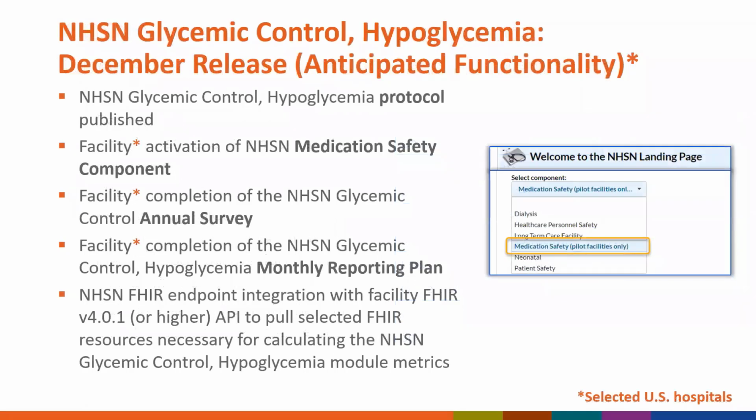So what will be available in April, similar to what was mentioned before, to the selected hospitals that are participating in the NHSN collab, they will be able to activate the MSC, the medication safety component, complete the annual survey that pertains to this module. It's a new annual survey specific to this module. They'd be able to complete the monthly reporting plan that also includes permission for the data pull by FHIR. And then there's integration essentially of the NHSN FHIR endpoint with the hospital's FHIR endpoint to pull the selected FHIR resources mentioned on the previous slide. Next slide.